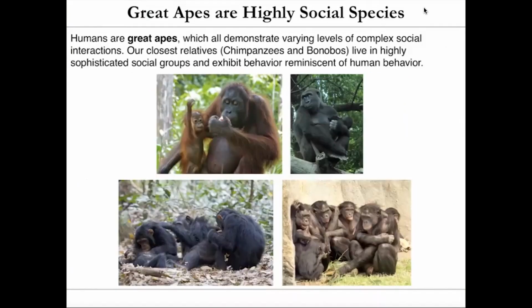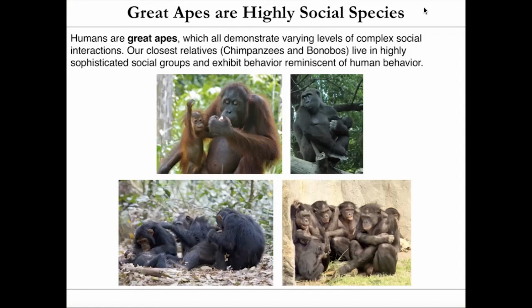Now, the best species to look at if we're thinking about human societies and human social behavior is, of course, the great apes. Humans are in the great ape family. These are our closest evolutionary relatives. The great apes all demonstrate varying levels of complex social interaction. The other great apes are orangutans, gorillas, chimpanzees, and bonobos.